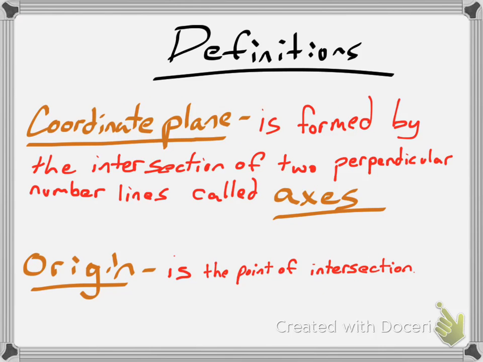Definitions. Coordinate plane is formed by the intersection of two perpendicular number lines called axes. So, in other words, we have two lines. They form a cross. And those two lines are called axes because they're also number lines. So one is like a normal number line you would normally see, and the other one goes straight up and down. The origin is where they intersect, right in the middle.